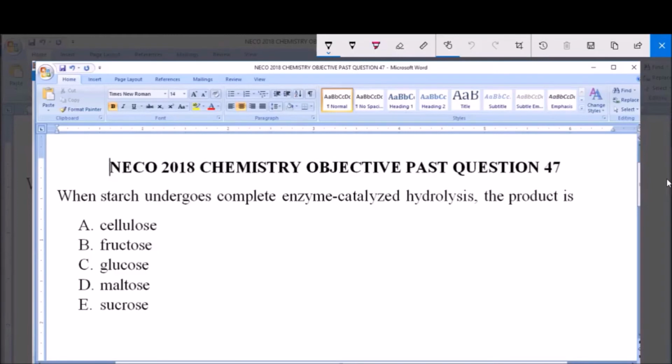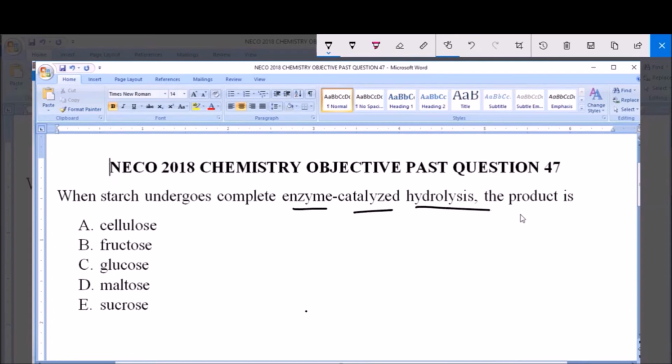I will be answering Neco 2018 Chemistry Objective Past Question 47. When starch undergoes complete enzyme catalyzed hydrolysis, the product is A. Cellulose, B. Fructose, C. Glucose, D. Maltose, and E. Sucrose. Now the question is that when starch undergoes complete enzyme catalyzed hydrolysis.